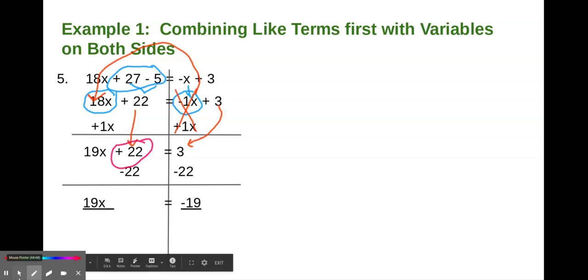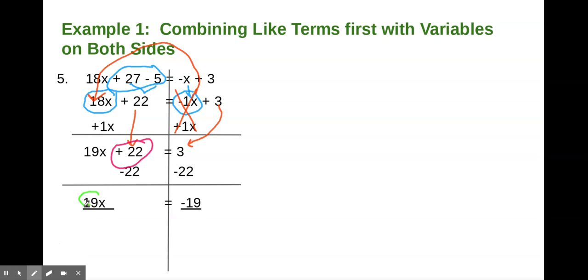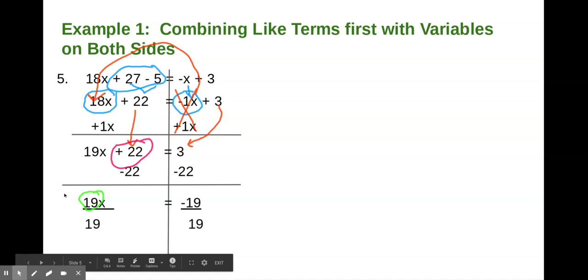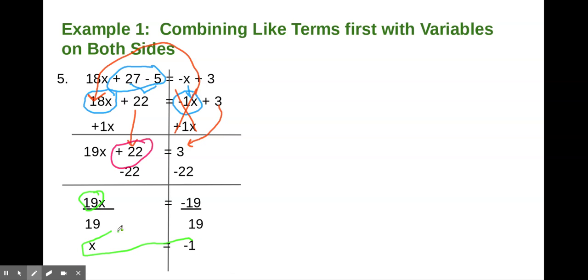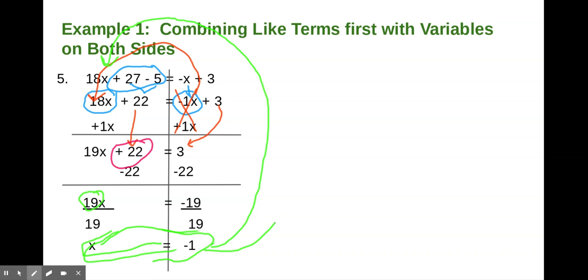As you can see, our last step in all of these problems is to divide. But what number am I dividing by? I am dividing by the number that's with the variable that's attached, and that number is called your coefficient. So you're going to divide both sides by that 19, and you end up getting your answer of x equals negative 1. Okay. And again, you can substitute that answer back into your equation where you see an x, and it should equal each other.